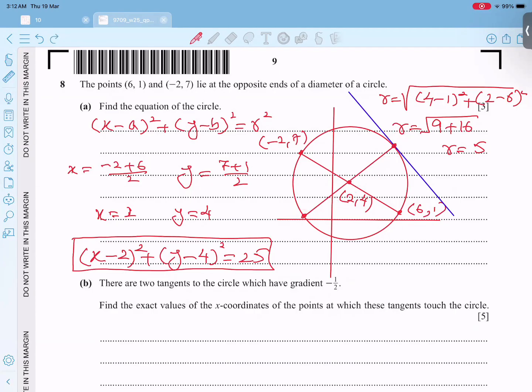First of all, this is 90 degrees for sure. And the blue line gradient is negative half. I'm writing here negative half. Because the tangent and radius meet at 90 degrees, if this is negative half, what about this gradient? Naturally I can say the negative reciprocal. You see, 2 goes up, 1 comes down, and the sign becomes positive, so positive 2. Then I am writing here positive 2.